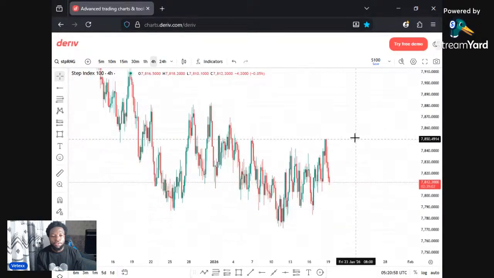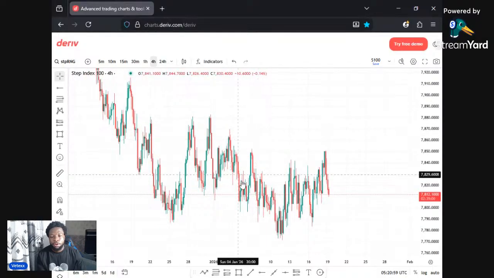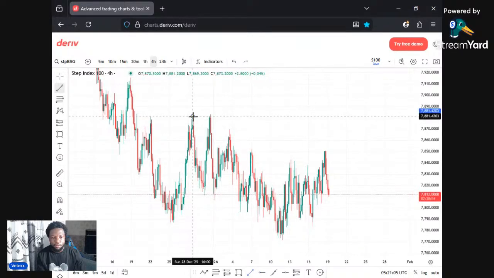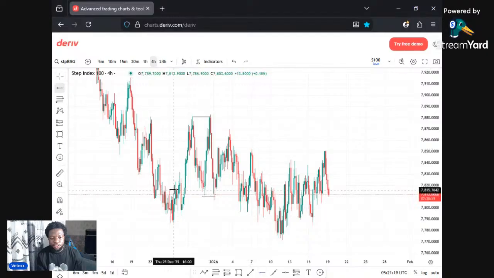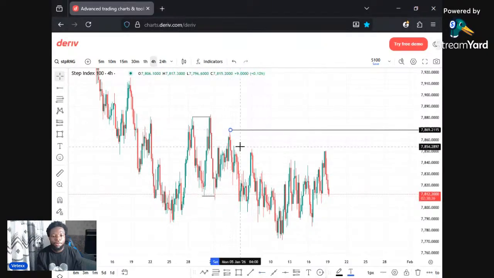So on the 4-hour time frame, you can see that we have a sweep of liquidity around here. We have a sweep of liquidity. We have our first break of structure, which is this, and then we have price retrace 50% to give us our structural liquidity. Remember, price retraces back into the zone to give you structural liquidity.